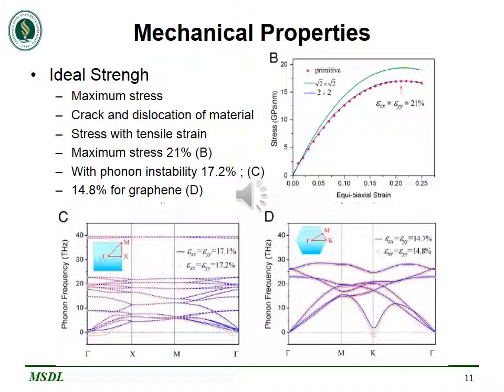However, this doesn't account for the phonon instability, which brings the maximum ideal strength to 17.2% compared to 14.8% for graphene. The authors called this ultra-high ideal strength.